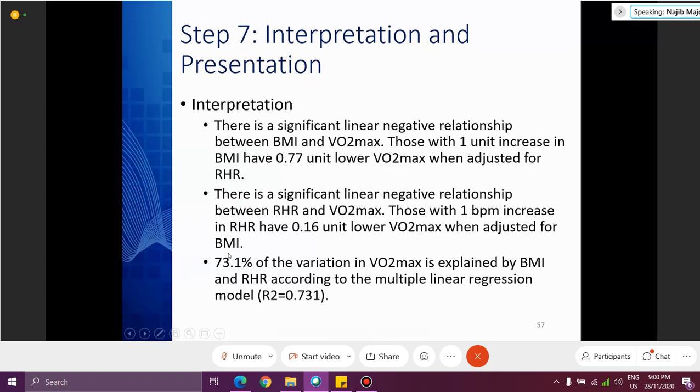We also interpret the R square. The R square of the model is 73.1%, indicating that 73.1% of the variation in VO2 max is explained by BMI and resting heart rate according to the multiple linear regression model.